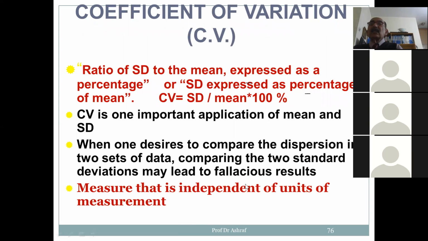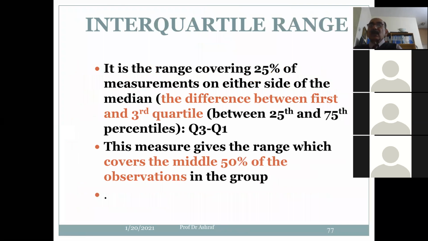Coefficient of variation is the ratio of the standard deviation to the mean, multiplied by 100. It is independent of units of measurement. It gives the dispersion in 2 sets of data. When the standard deviations may be the same, comparing them may give fallacious results. So then you apply the coefficient of variation.